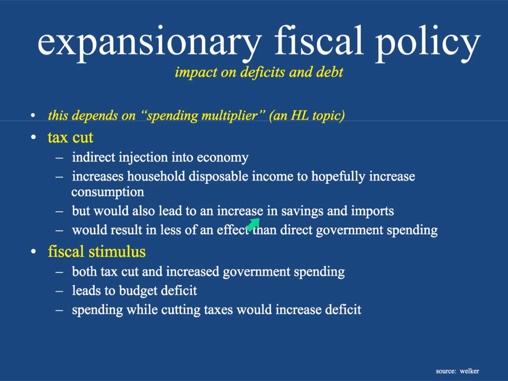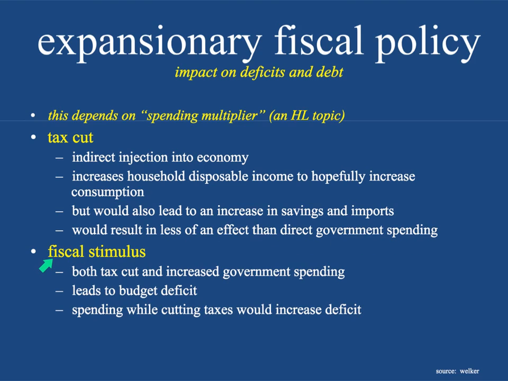And that actually would mean that even though the government gave you $10,000 more to spend, you're not really going to spend it all. You're going to save some of it, hopefully, or you're going to import more things. So therefore, a tax cut, in terms of its impact on aggregate demand, would result in less of an effect than government spending. All right.